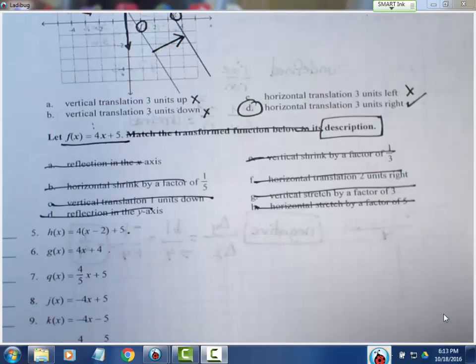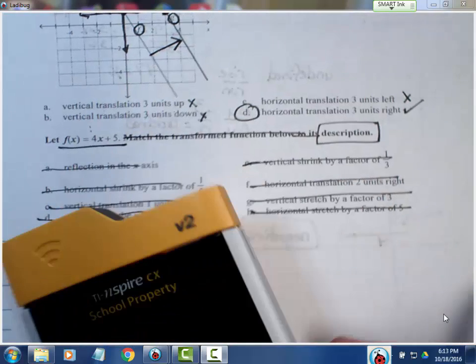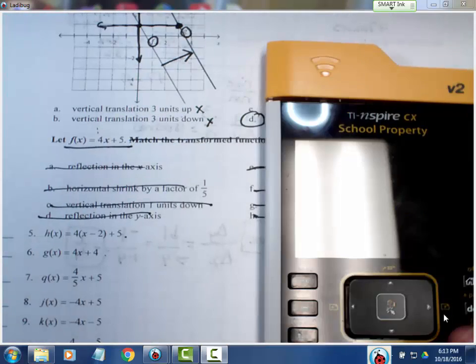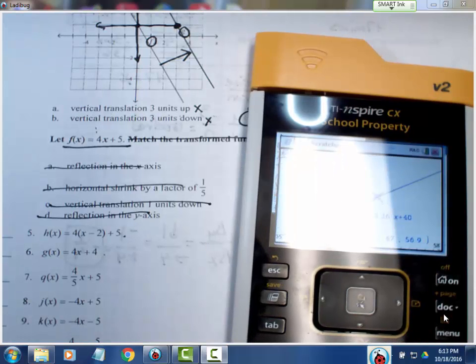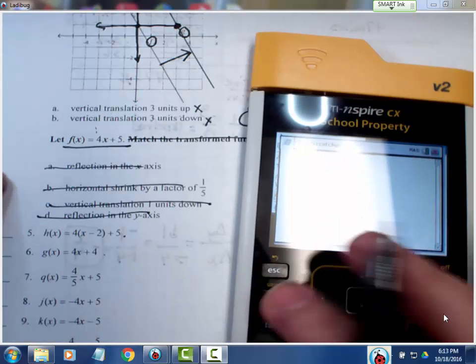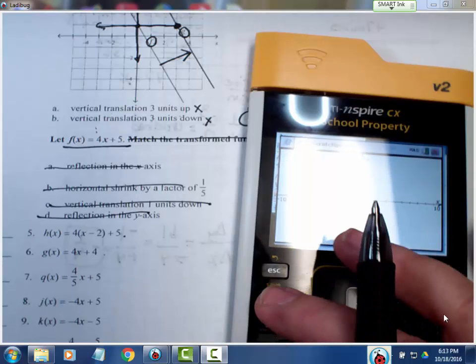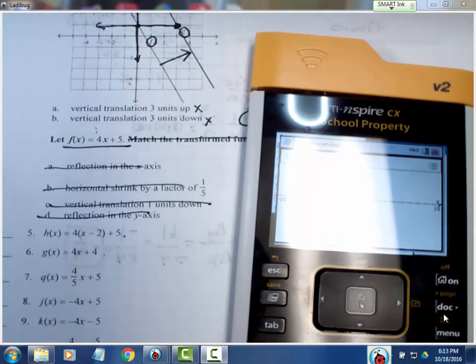Okay? So one of the easy things you could do is to change it on your calculator, is to graph it on your calculator. Okay? So you want to start with a fresh graph. All right, so we start with a fresh graph, and the first one I'm going to type in is the 4x plus 5.